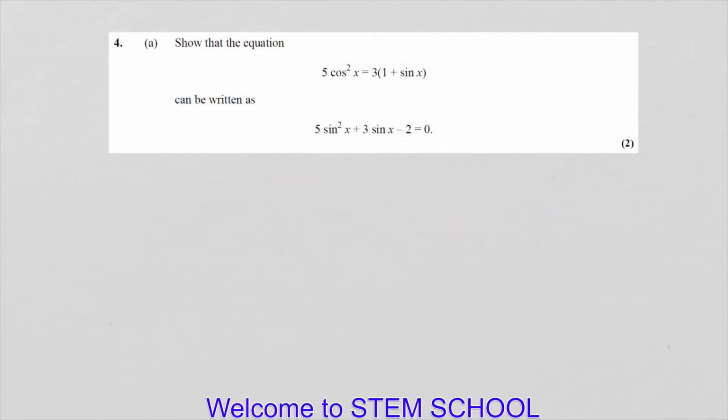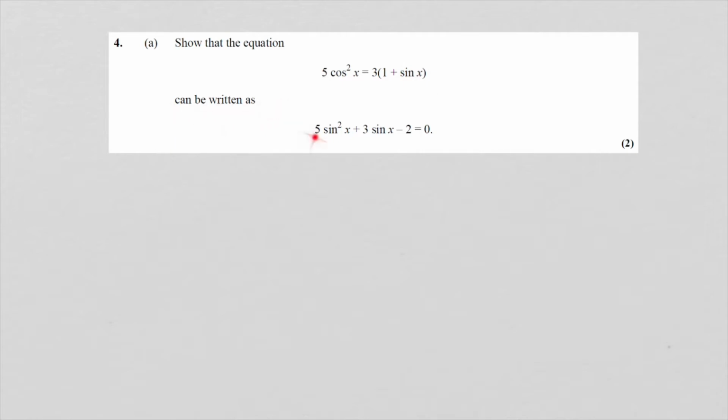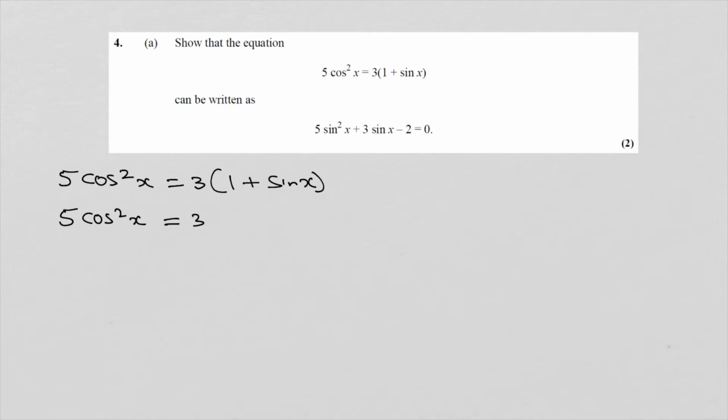Show that the equation 5 cos squared x equals 3 open bracket 1 plus sine x close bracket can be written as 5 sine squared x plus 3 sine x minus 2 equal to 0. 5 cos squared x equals 3 open bracket 1 plus sine x. What we need to do is expand the bracket on the right hand side. 5 cos squared x equals 3 plus 3 sine x.